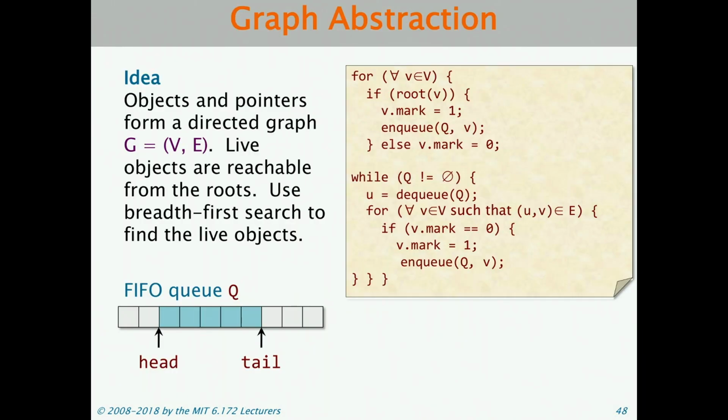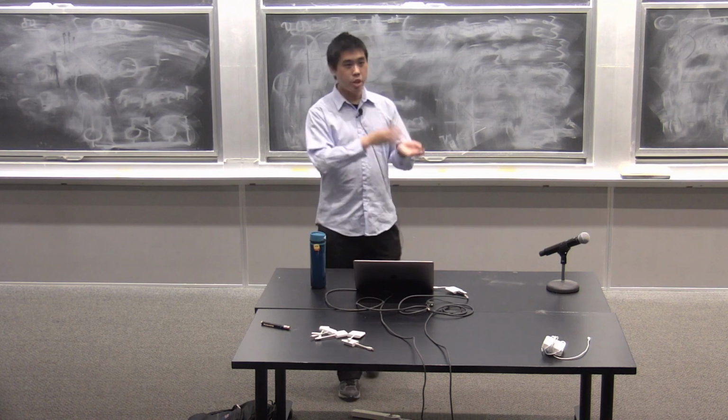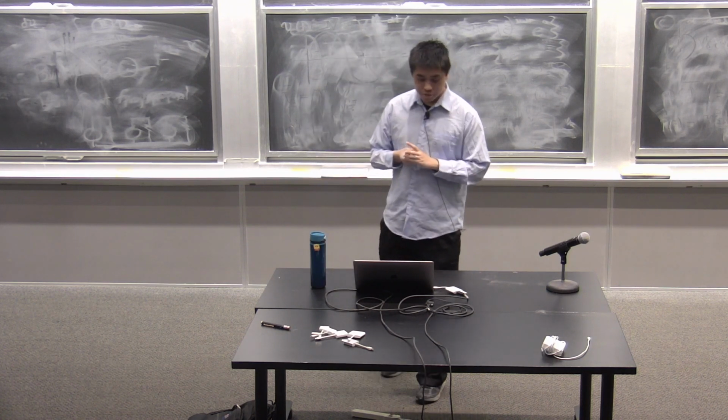So first, we need to define a graph abstraction. Let's say we have a graph with vertices V and edges E, and the vertex set V contains all of the memory objects in memory, and the edges E are directed edges between objects. There's a directed edge from object A to object B if object A has a pointer to object B.